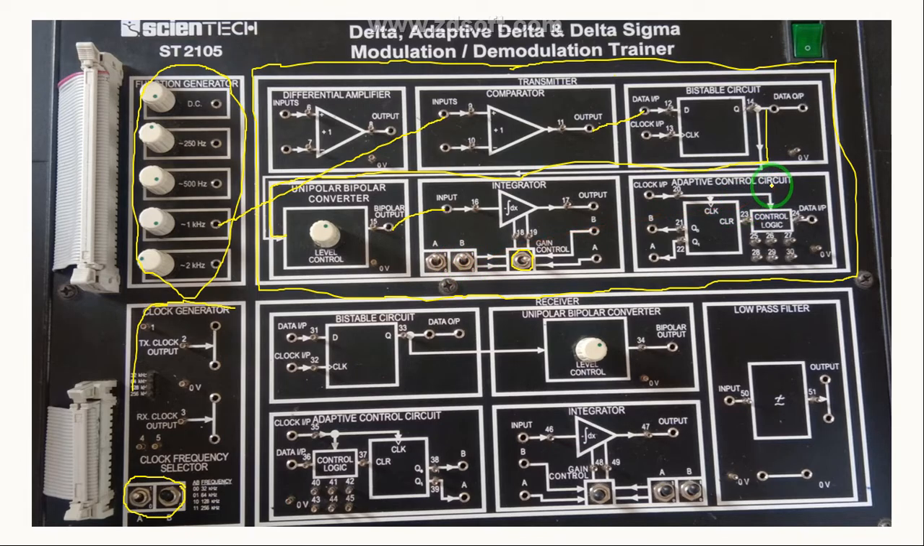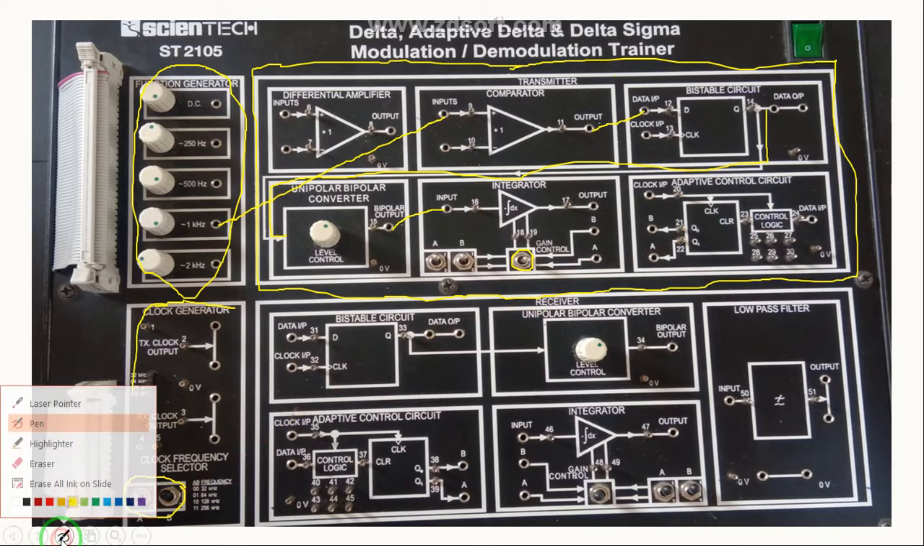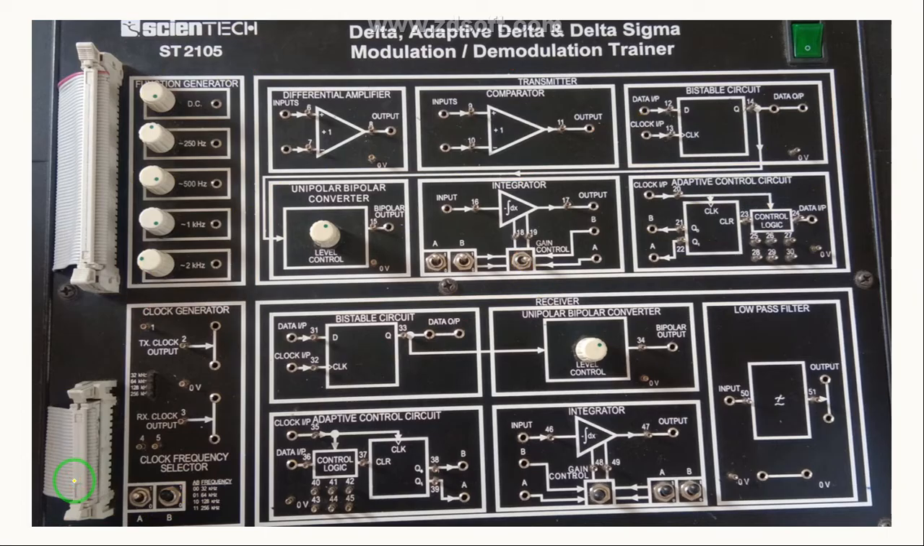And this section, guys, is your adaptive control circuitry. In order to perform the practical of ADM, we are going to use this section also. But right now we are going to see the delta modulation.